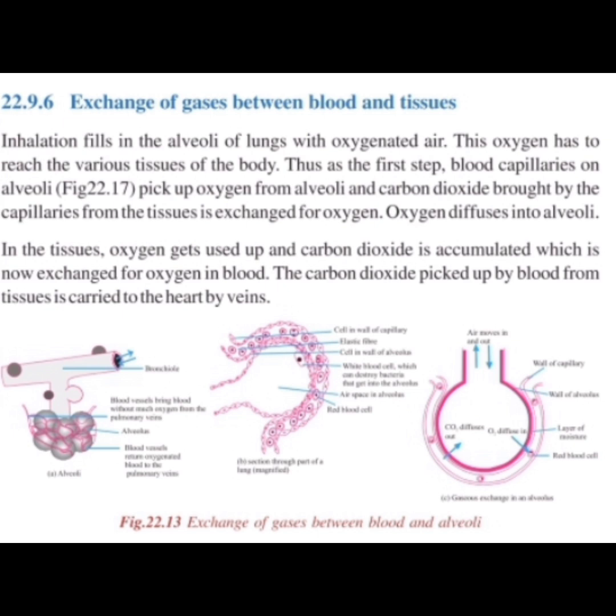Then what happens here? The blood vessel returns the oxygenated blood to the pulmonary vein. Here that oxidating process is done and it is sent again to the pulmonary veins. So this alveoli is very much important in our body to pass the oxygen, to release the oxygen to our blood cells.